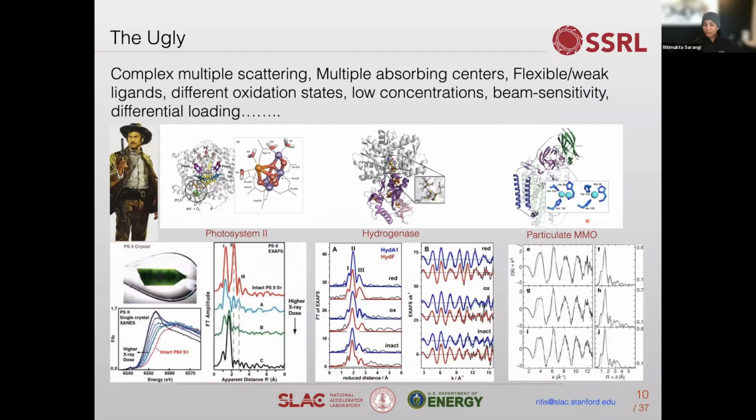And finally, there are these downright ugly systems: complex multiple scattering, multiple absorbing centers, flexible weak ligands, multiple oxidation states, very low concentration, and they're very beam sensitive. You put it in the beam and they go away. And I absolutely admire the people who work in this area, such as photosystem II, hydrogenase, particulate MMO.